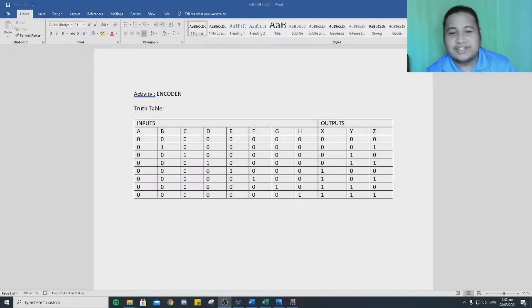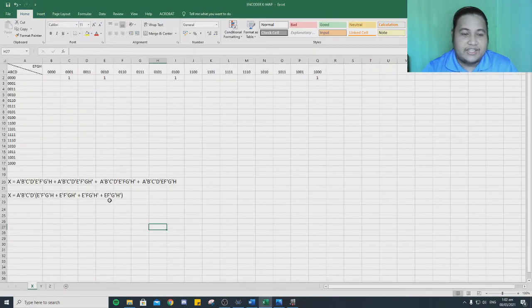So good day everyone. Today we'll be discussing the encoder, and we are provided with its truth table with three outputs x, y, and z, and we are tasked to solve for its schema and create its schematic diagram in Proteus. So first, in finding out how to create its schematic diagram, we first need to solve for its schema. So here's an example of my solved schema for the value of x.